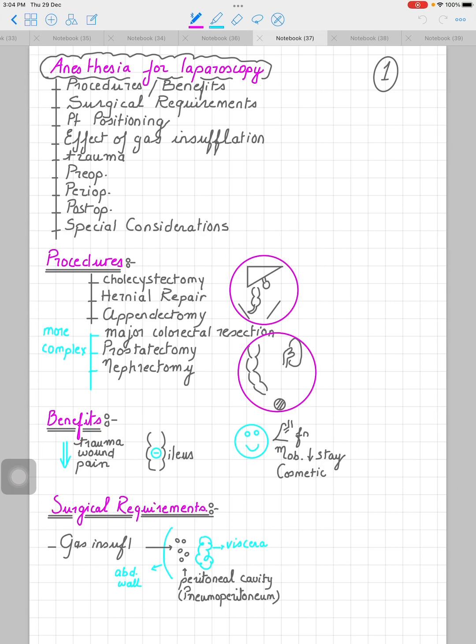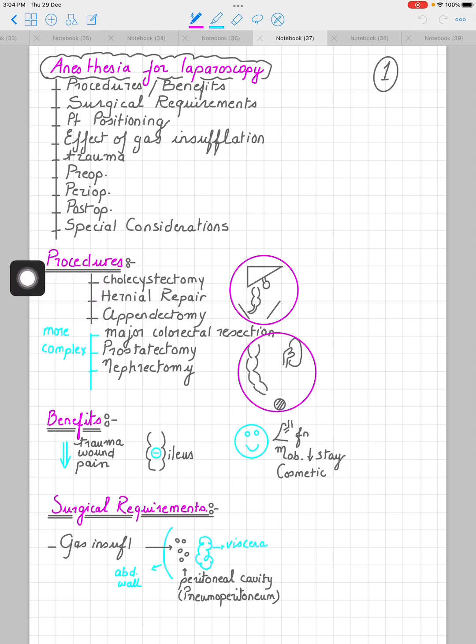Today we are going to talk about anesthesia for laparoscopy. We are going to discuss the procedures done with laparoscopy, what the benefits of laparoscopy over open surgery are, the surgical requirements, the patient positioning, the effect of gas insufflation, the risk of trauma, the preoperative, the perioperative, the postoperative management, as well as some special considerations at the end of the procedure.